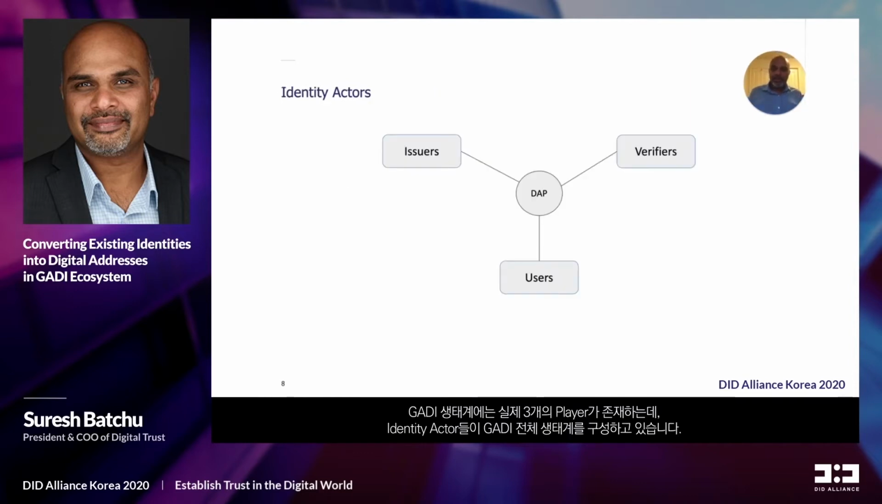In the GADI ecosystem, there are three different identity actors that comprise the whole ecosystem. The users who own the identity, the issuers who issue the identity or the credentials, and the verifiers who want to verify the identity or credentials of those users. And the DApp plays a very significant role in this GADI ecosystem. DApp is the digital address provider, and it brings these users, issuers, and verifiers together and connects them in a nice way.